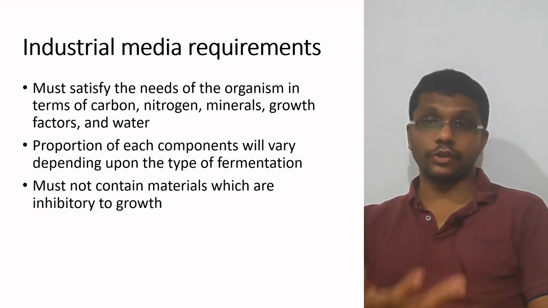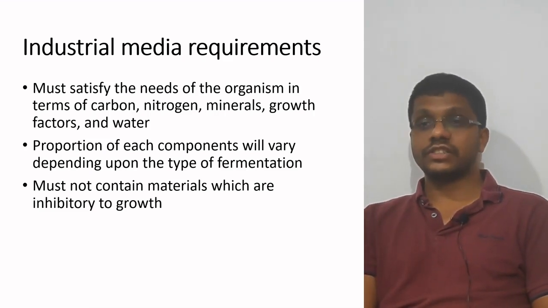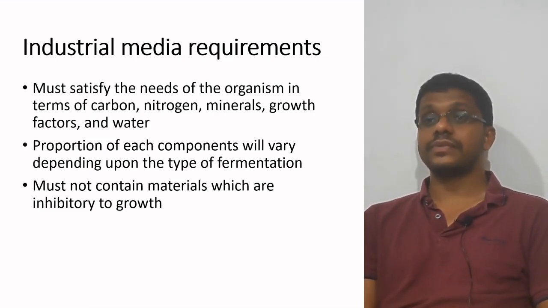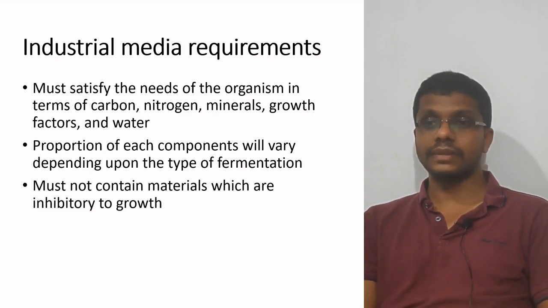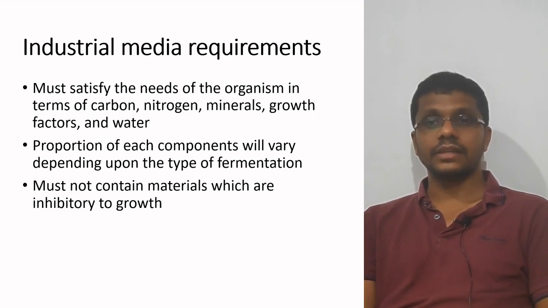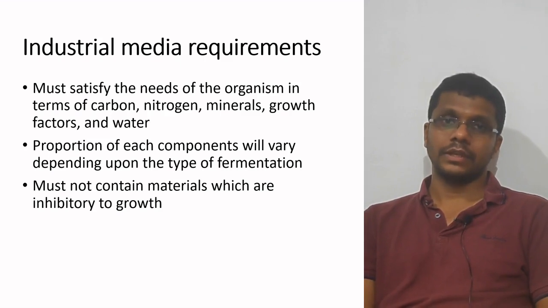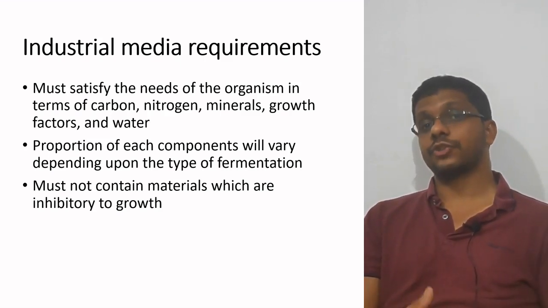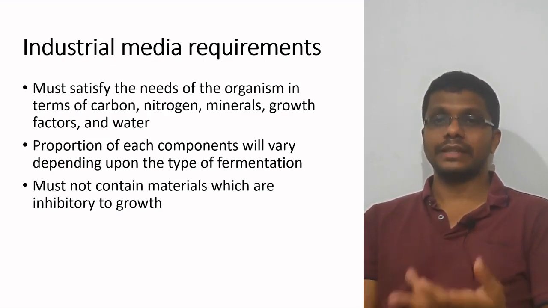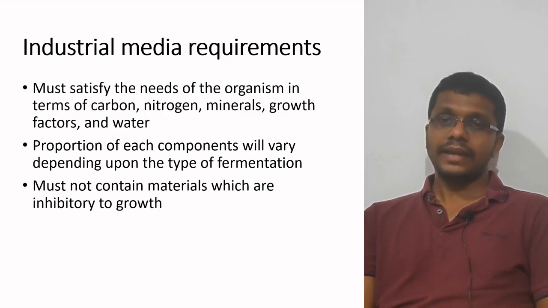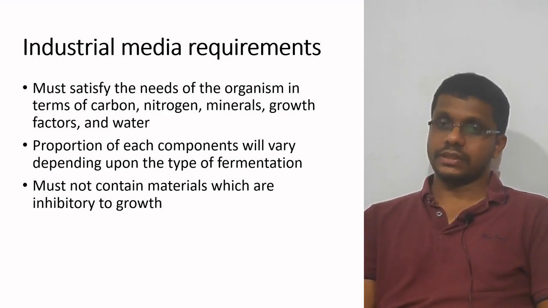So the requirements of an industrial media are: it must satisfy the needs of the organism in terms of carbon, nitrogen, minerals, growth factors and water. So it should have basically everything for the growth and product formation by the organism. And it should be in correct proportion.